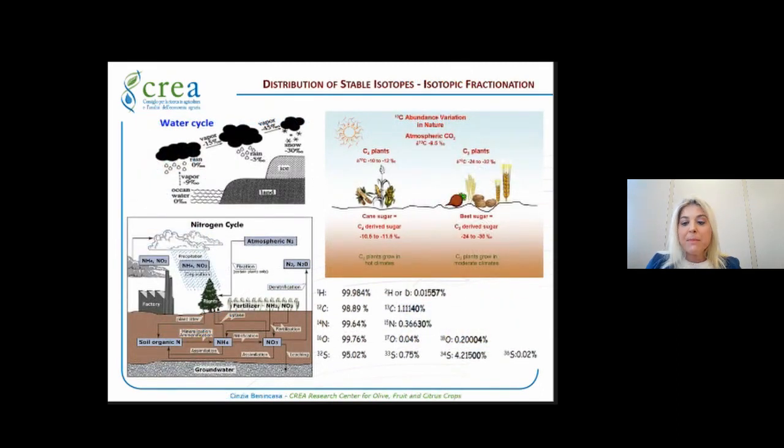In the same way, stable isotope analysis has become an important tool for food traceability studies. The natural abundance isotope variations, such as carbon, nitrogen, hydrogen, and oxygen, are used as geographic tracers or markers to determine the geographic origin of fruits, crops, vegetables, and food products from animals.